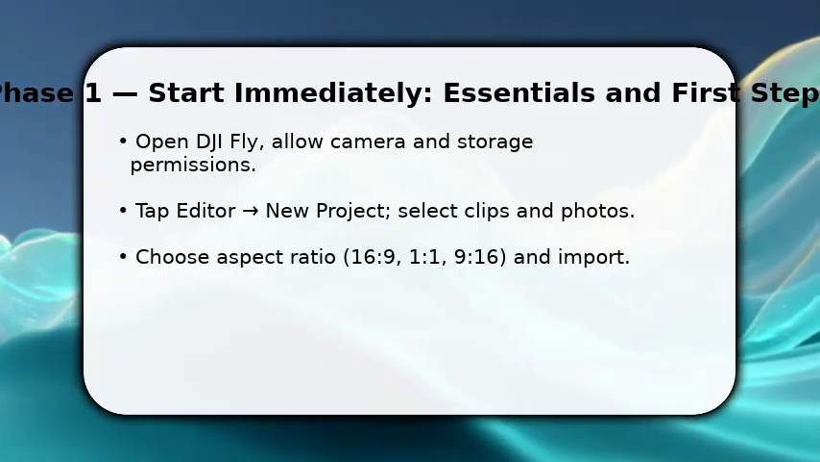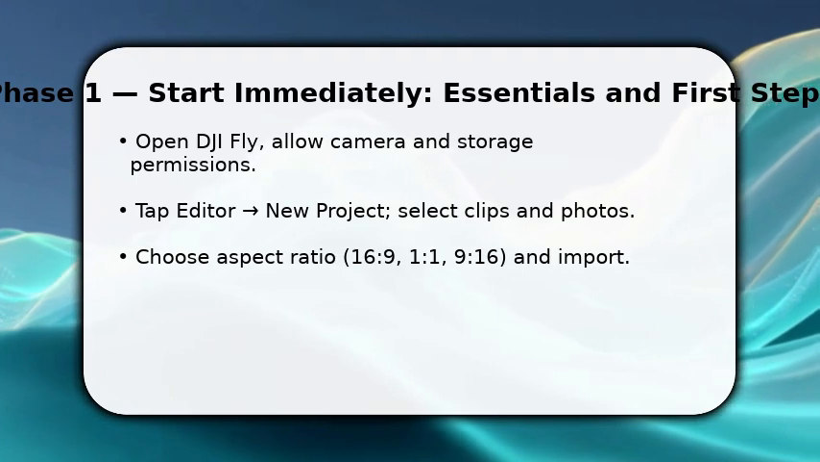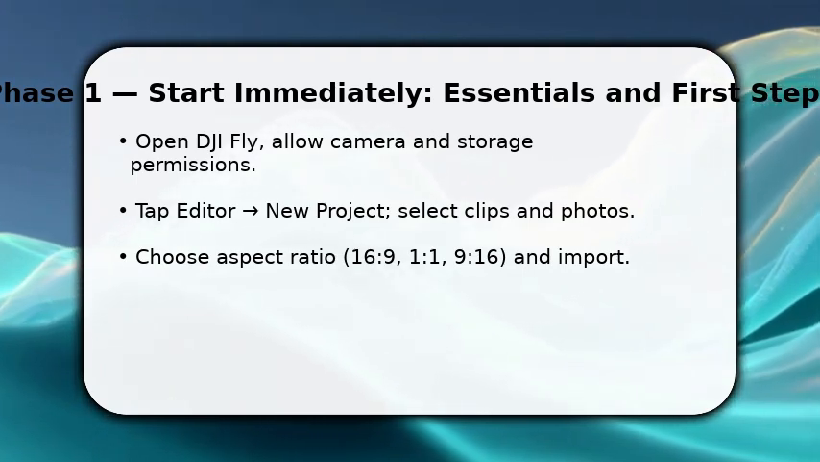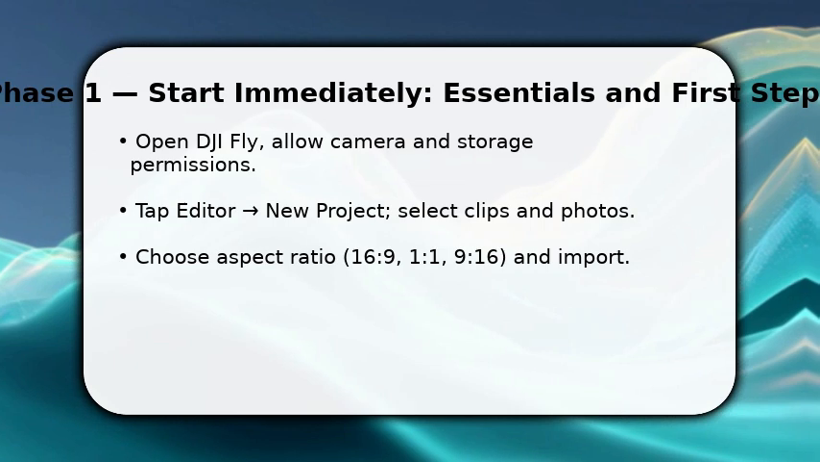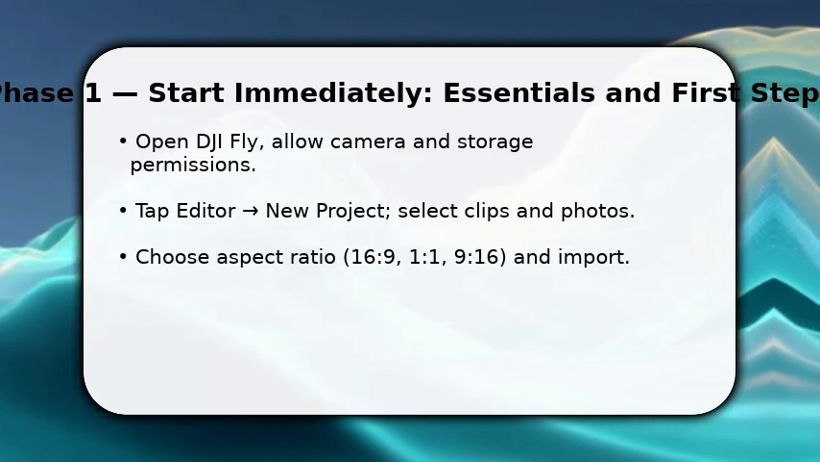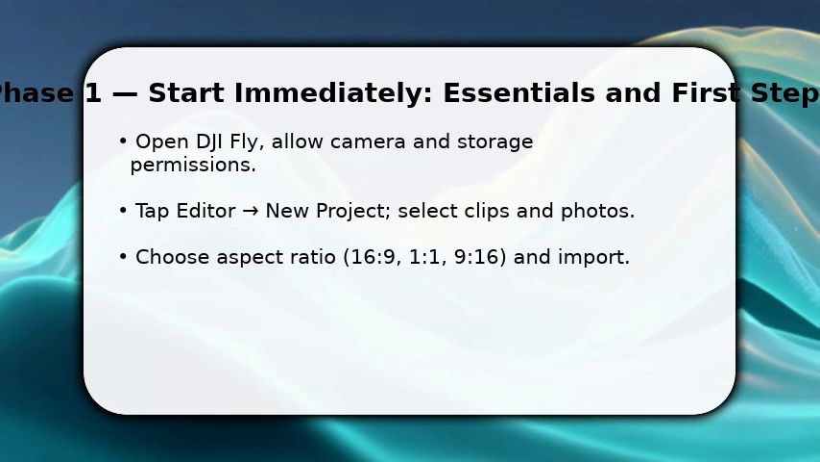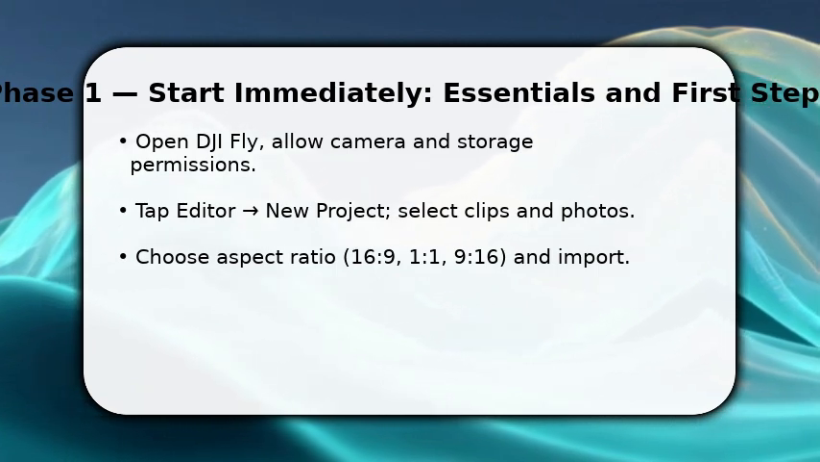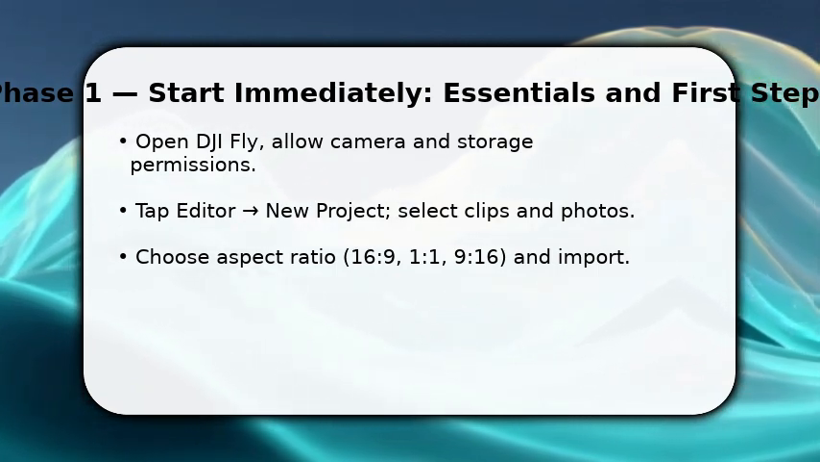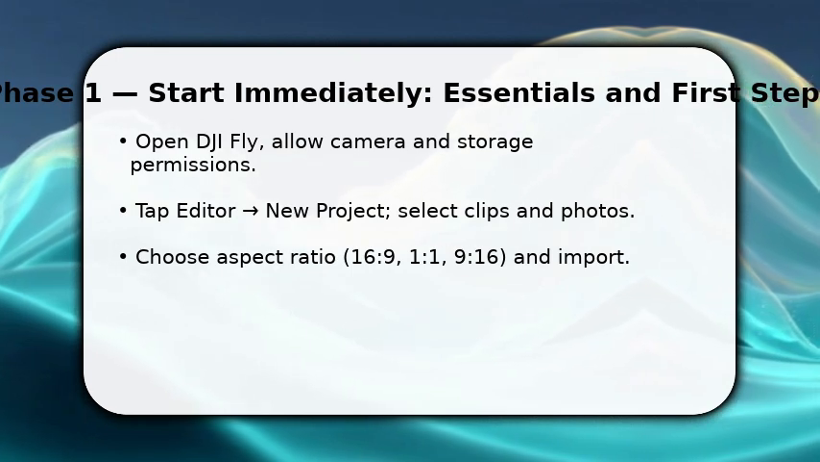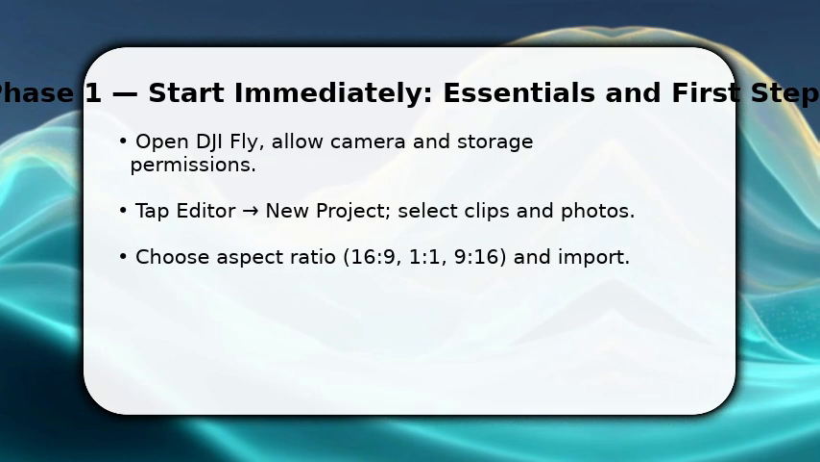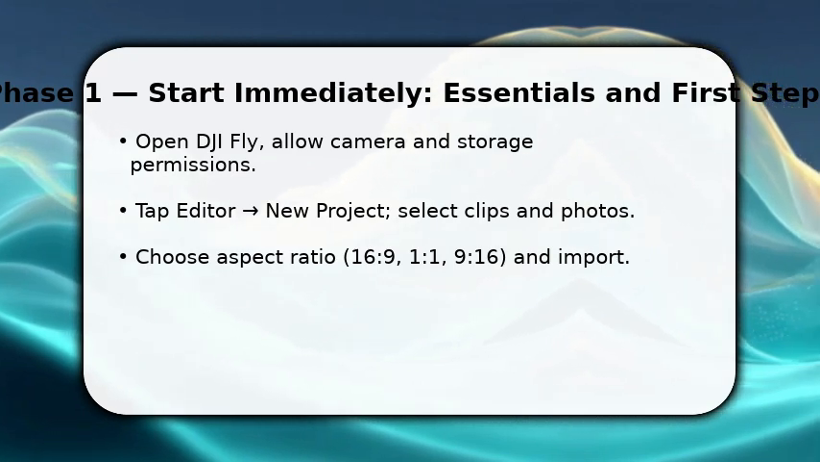You start by granting the Fly app access to your camera and storage. This removes import interruptions. Once done, tap Editor and pick New Project so you create a dedicated timeline. Select your drone clips and any phone footage, then Confirm. Make sure to pick the correct aspect ratio, 16:9 for widescreen or 9:16 for vertical, because it determines framing.